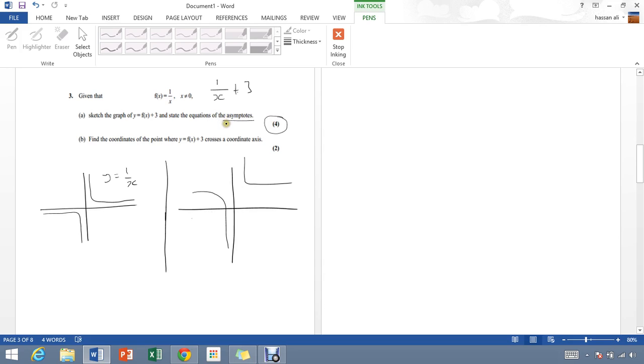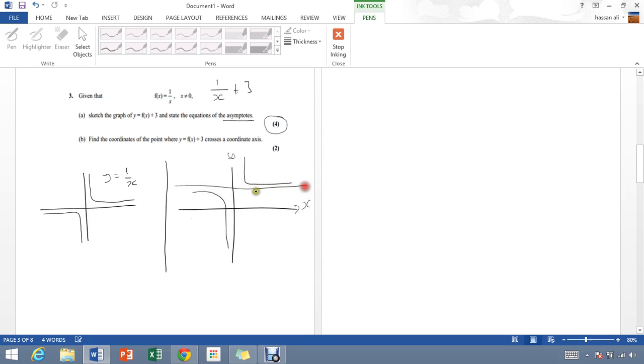Now what is an asymptote? An asymptote is basically a line that a curve approaches but never touches. So if you look at this curve or a line, the curve is approaching the y-axis, also approaching the x-axis, but it will never touch them, even in this one here. Okay, so best thing to do is draw your line here.